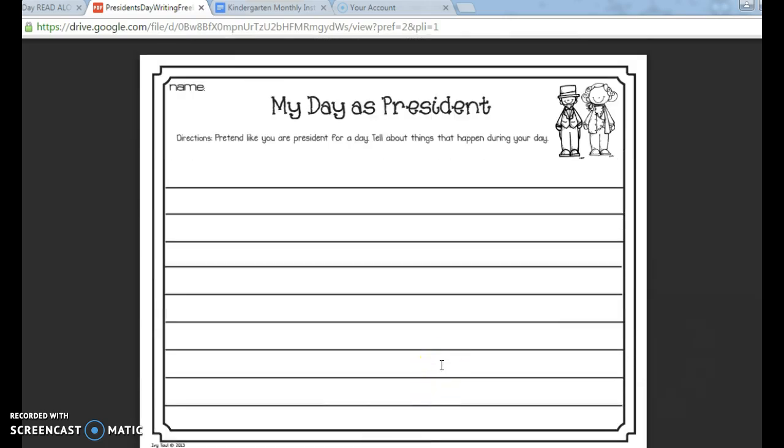And again, we have this page. It is My Day as a President, just more space for you if you would like to continue writing about your day as a president. All right, now I hope you have fun completing these activities. Again, no pressure to complete all of these. Just pick some activities in this packet that you think interest you, okay, students? Just pick the activities that you would like to complete.